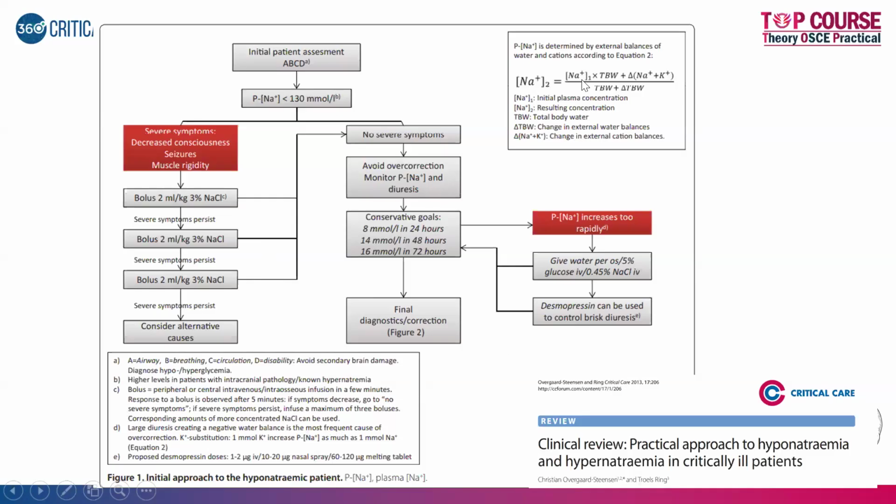Coming to the determination of volume status, we usually use the Adrogue-Madias equation, but for hyponatremia it's less likely used; usually we use it for hypernatremia. In this, we always know there is a goal that we need to achieve, and based on that goal, we need to go ahead with it.